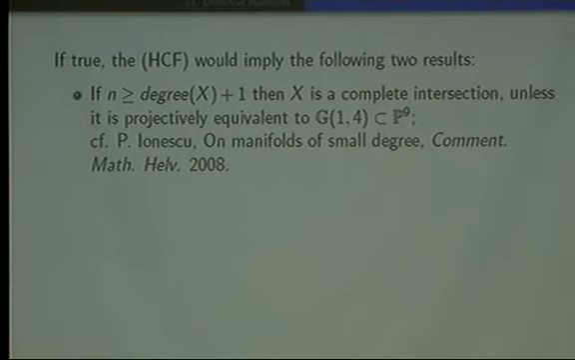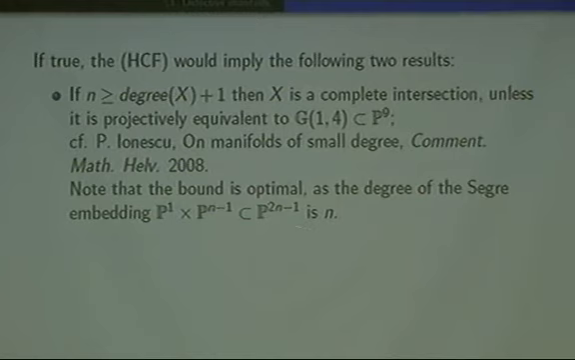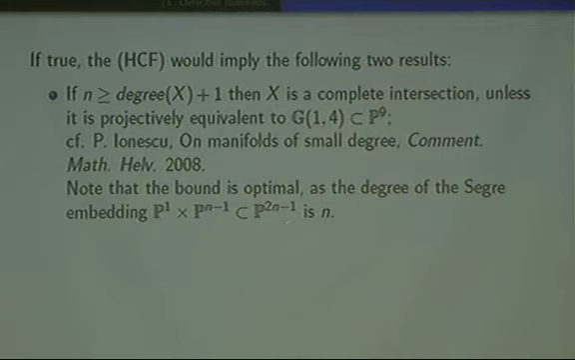But the important thing is that this bound is optimal because the degree of the Segre embedding is n. And of course, for n at least 3, this is never a complete intersection. So this would yield a really optimal and nice bound. Moreover, this shows the Grassmannian, and we shall have several occasions to see this wonderful Grassmannian of lines in the near future.